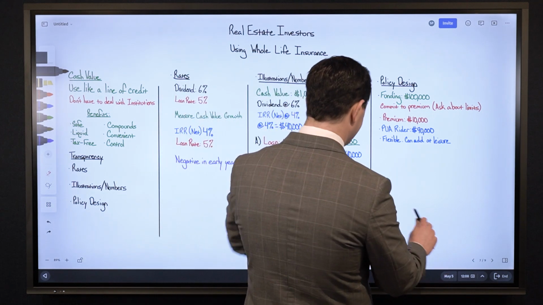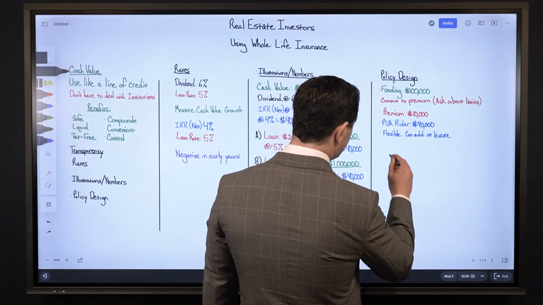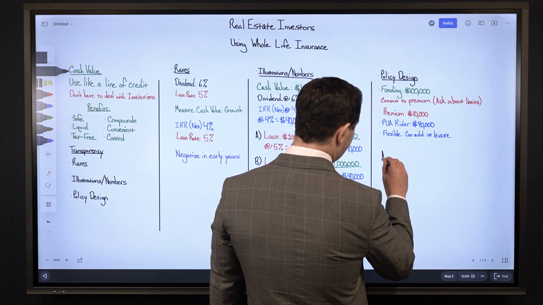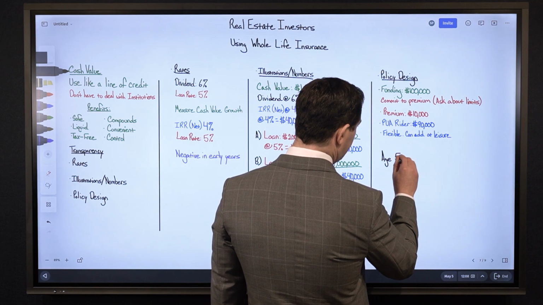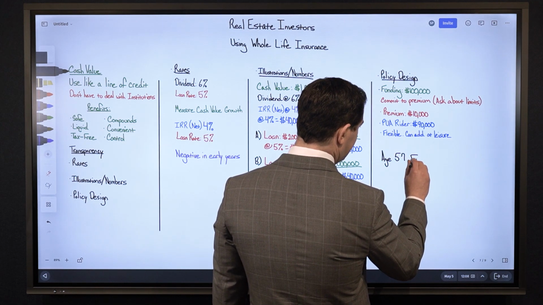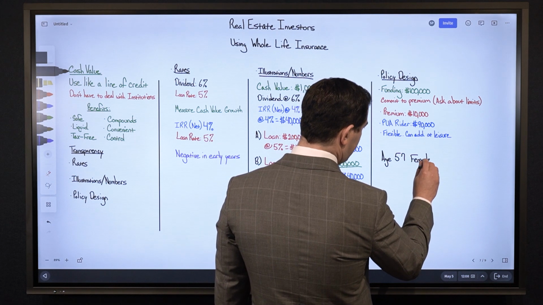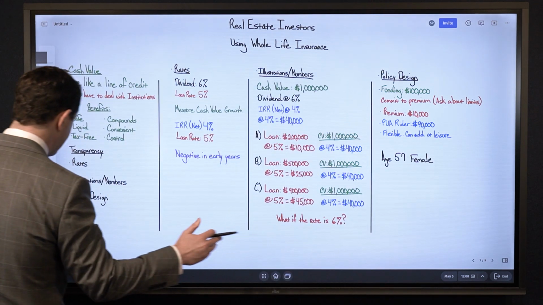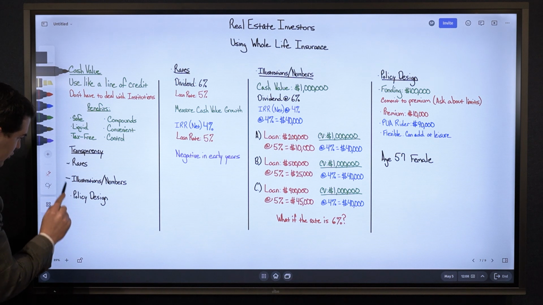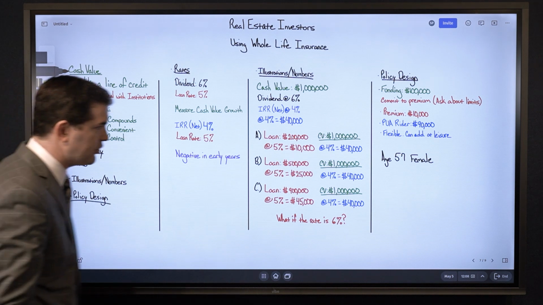What we're going to look at here is a case. We're going to look at a 57-year-old female. And from a design standpoint, because this is step one. If you saw the last video, what do we have? Rates, illustrations, but then policy design. This is where it all starts.